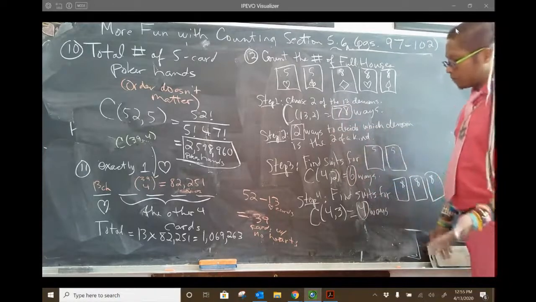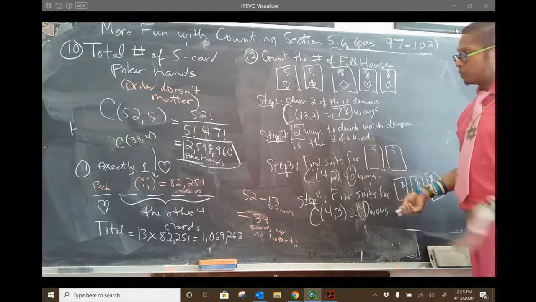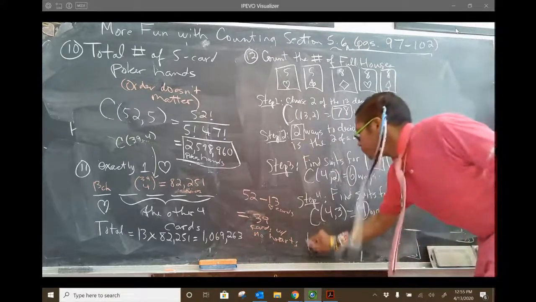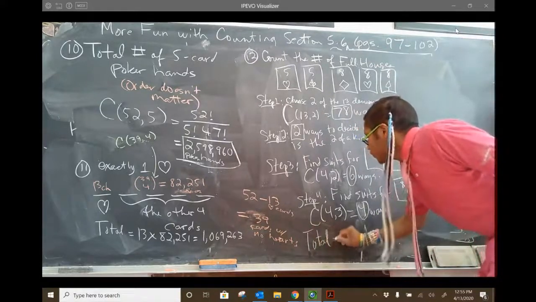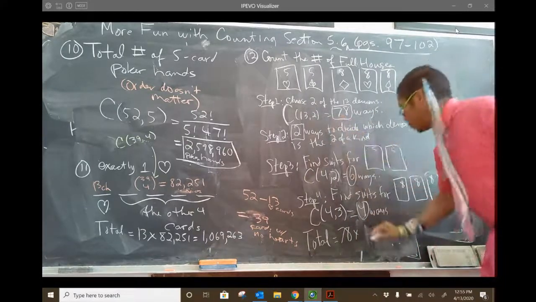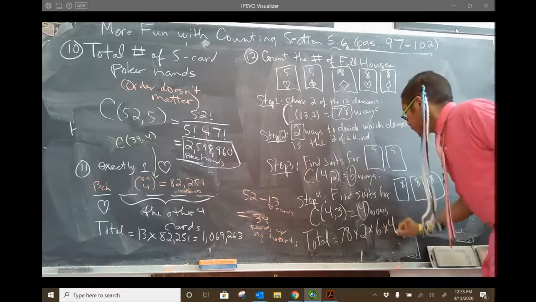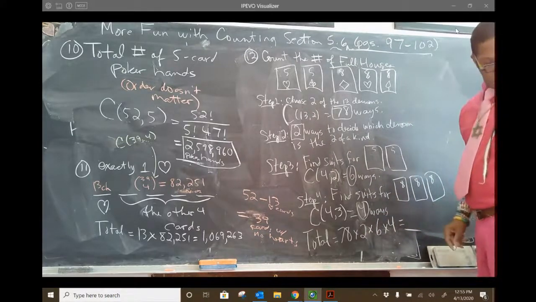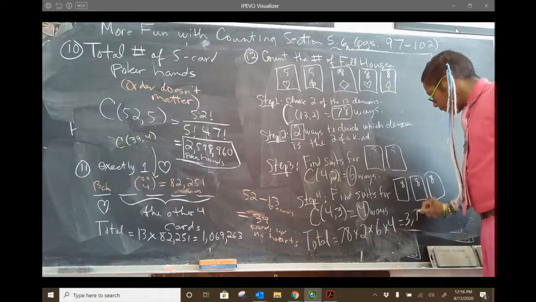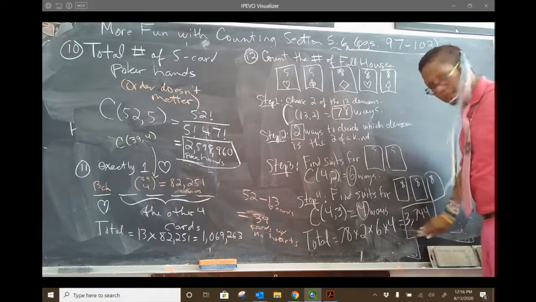So we're done now. Step 1, step 2, step 3, step 4. The way we did this problem, there's 4 steps. If you did it another way, and there are other ways, you would have fewer steps or more steps. But we do the total. The total is 78 times 2 times 6 times 4, which is 3,704. That's the number of full house hands.